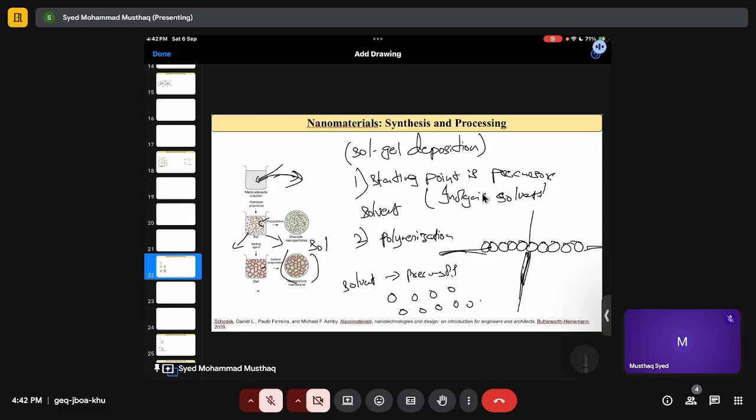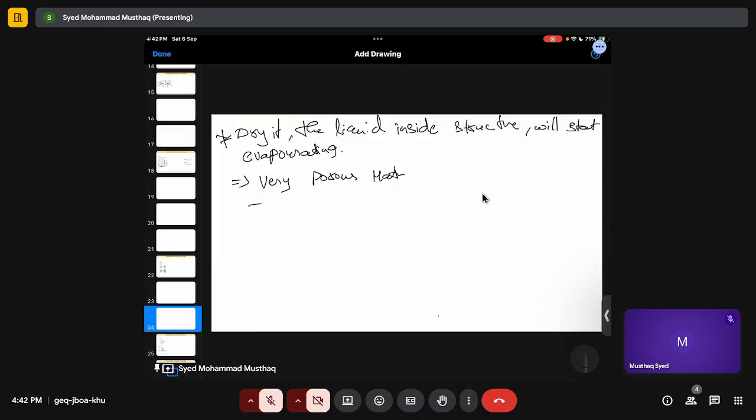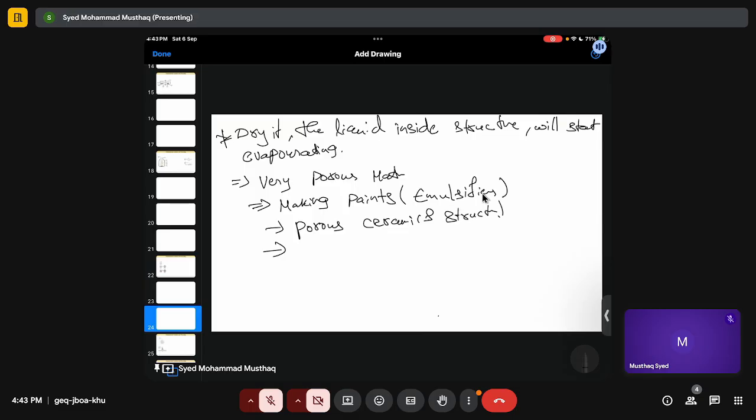See, the solvent methods are very basic for a wide variety of materials. So these solvent methods can be used in making paints or the emulsifiers, we call them emulsifiers, and in making porous ceramics and porous ceramic structures. So we use it in plugs, fuel plugs.